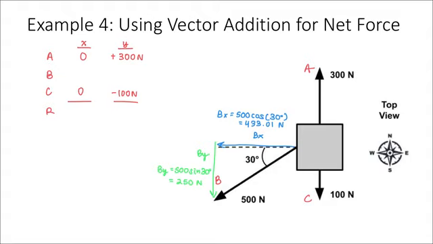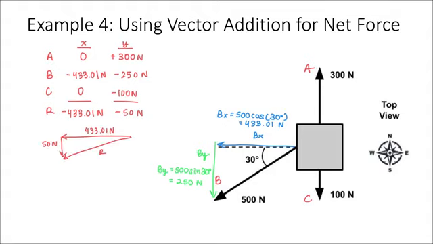I'll add Bx and By to my table now. And remember, they're both pointing left and down, right? Bx is left, By is down, so they both need to be negative. Be very careful about your negative signs here. If I add these all together, I will get the x and y components for R, my resultant force, like this. And if I draw out the triangle for my resultant vector, it would look like this.